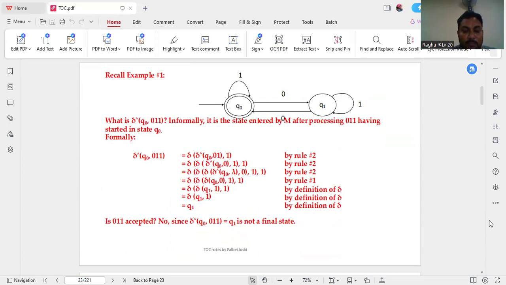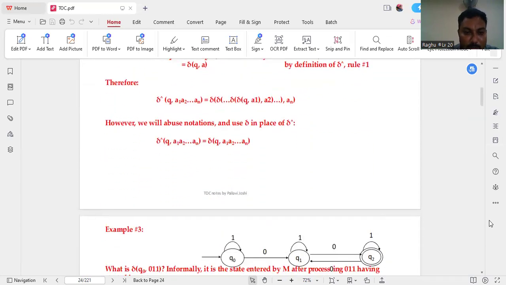Then how to accept a string in the given DFA. While accepting any string, the last symbol of the chosen string must reach the final state. Only then can you say that the given string is accepted by the given DFA. If it does not reach the final state, the string is not accepted by the DFA. In that way, we draw the transition diagram based on the conditions.